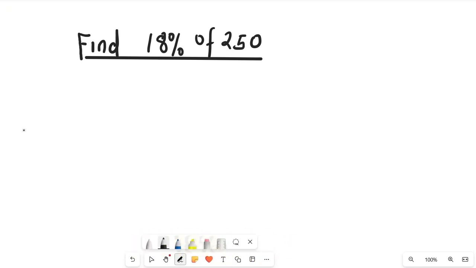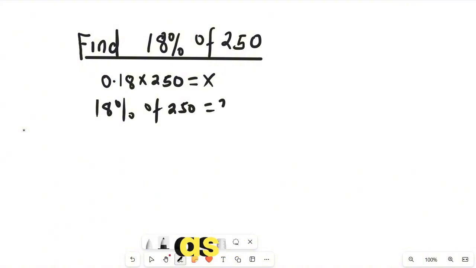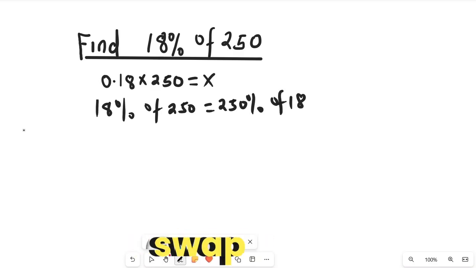They convert 18% into a decimal, 0.18, and then multiply by 250. Multiplication, decimals, panic, and time wastage. Now, we could say that 18% of 250 is the same as 250% of 18. That is mathematically correct. But here is the trick that nobody tells you. You can always swap the numbers.